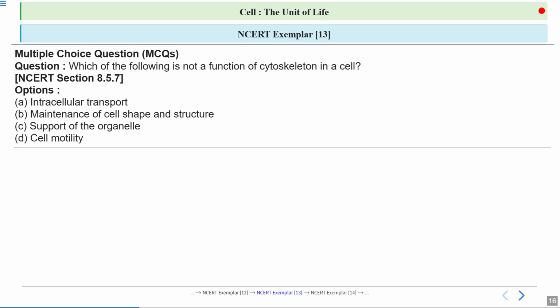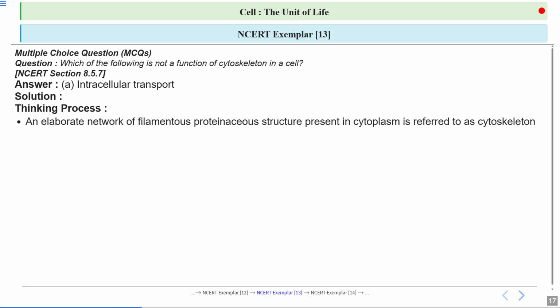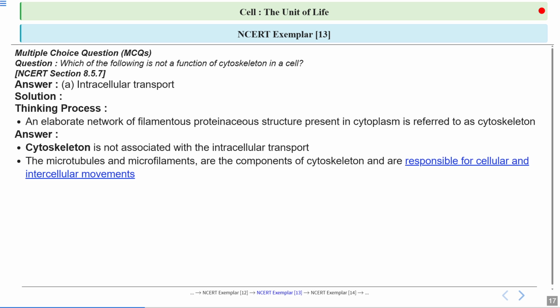Let us see the correct answer. Intracellular transport. Yes, this is a function of the cytoskeleton. So, an elaborate network of the filamentous proteinaceous structure present in the cytoplasm, that is referred to as a cytoskeleton. There are many tubule-like structures, right? They are formed through a proteinaceous structure, right? And they are called the cytoskeleton. Cytoskeleton is not associated with the intracellular transport.